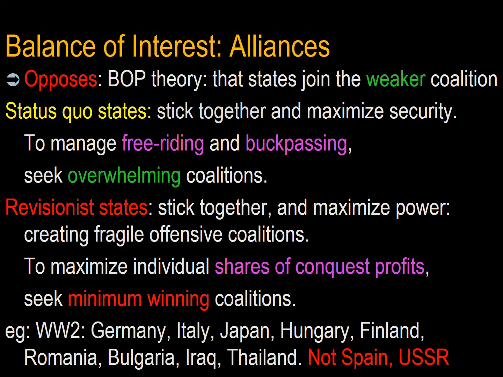So Schweller has a theory of alliance formation. Schweller opposes balance of power theory. The idea of balance of power theory is that states join the weaker coalition. Schweller says this is wrong. For Schweller, status quo states usually ally together and they seek to maximize their security. To manage free riding and buck passing and maximize security, status quo states seek overwhelming coalitions.